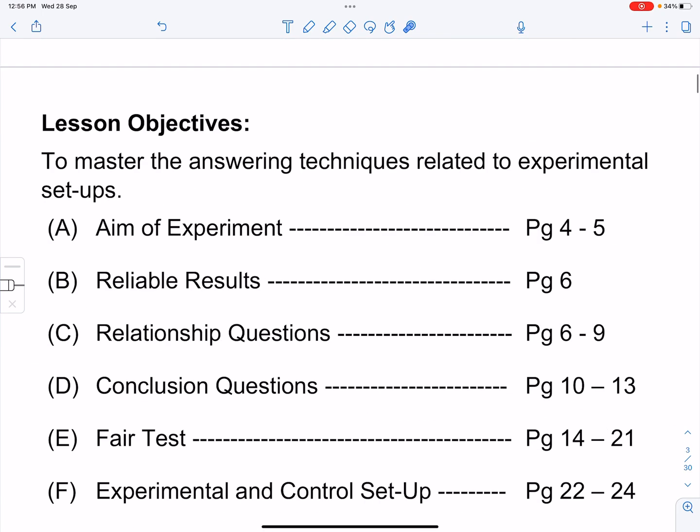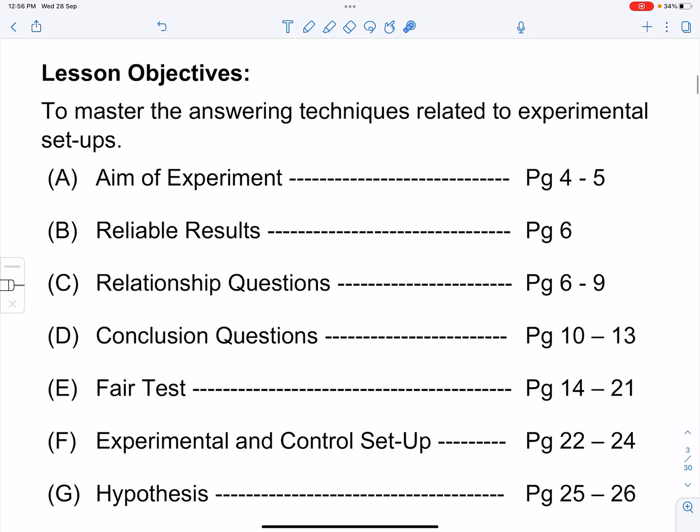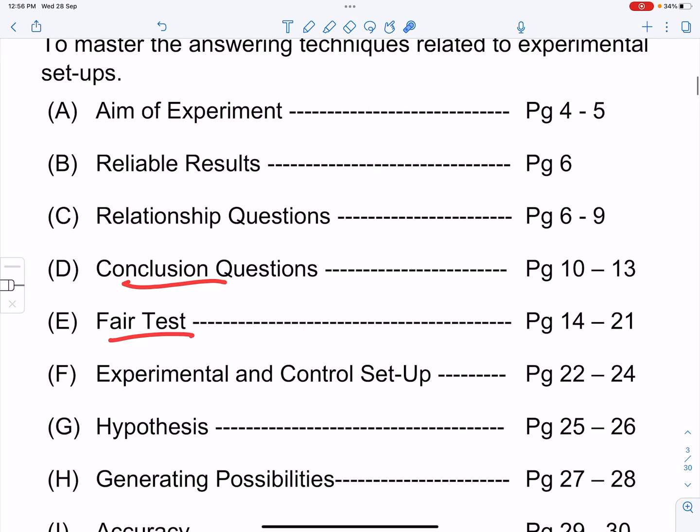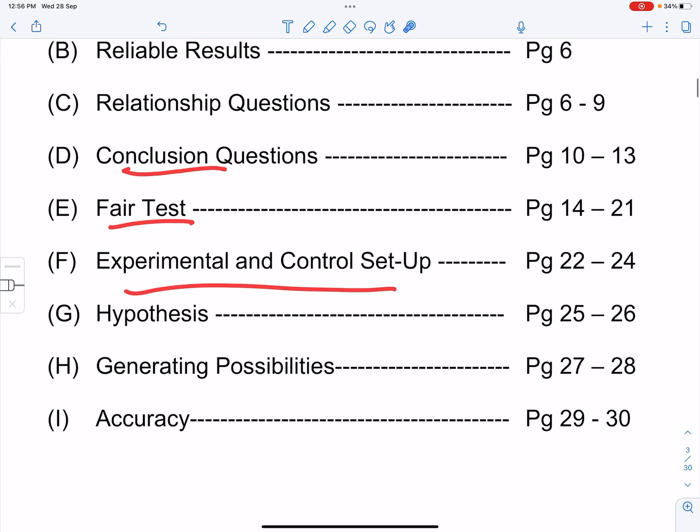Okay? Now, these are the various types of questions that are related to experimental questions. So you have what is the aim of the experiment, how to make your results reliable, relationship questions, conclusion questions, fair tests, experimental setup, hypotheses, generating possibilities, as well as accuracy.